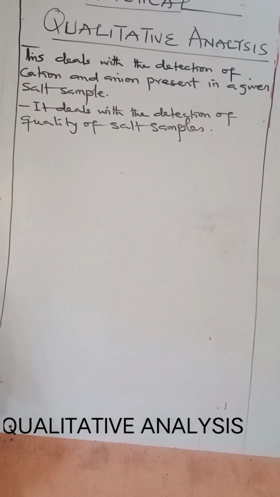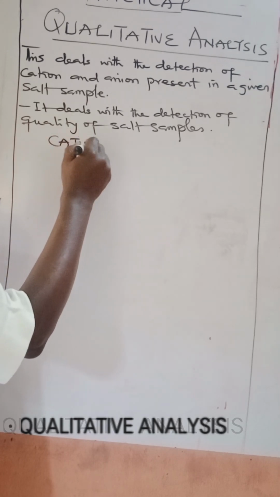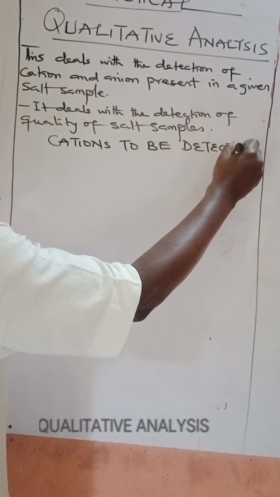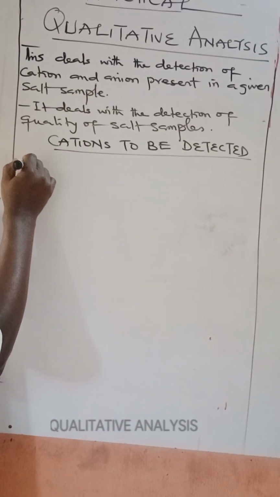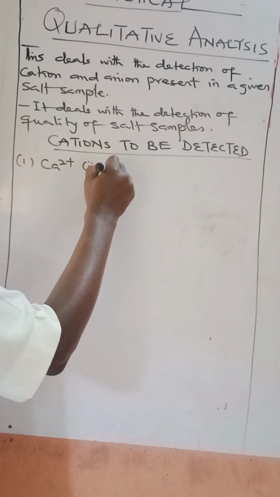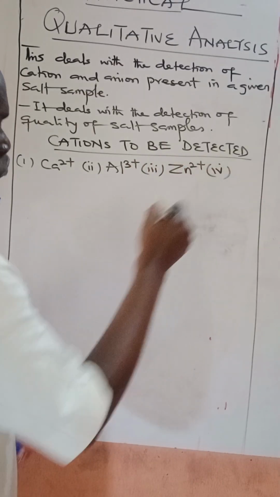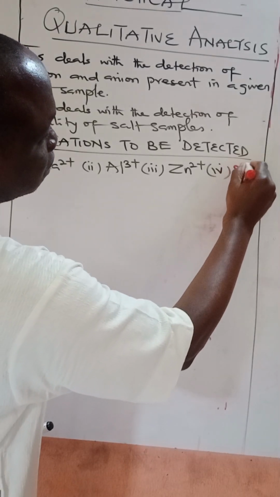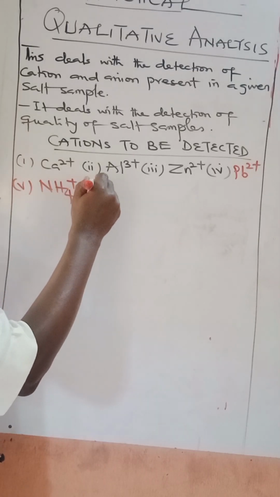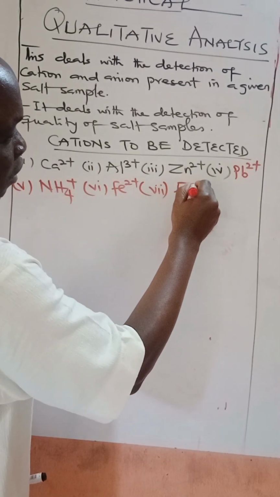That is qualitative analysis. And what are the things? Let's see the cations to be detected in the syllabus. We have one, calcium ion. Two, aluminium ion. Three, zinc ion. Four, lead 2 ion. Five, ammonium ion. Six, iron 2. Seven, iron 3 ion.